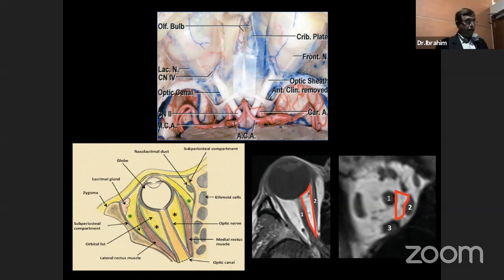So the lacrimal gland is extraconal. There is fat in the extraconal space. Here is the optic nerve, fat in the intraconal space. And this is how it looks on the images. Globe, the optic nerve, the lateral rectus, the medial rectus. So this is called the medial compartment, intraconal. This is called the lateral compartment.